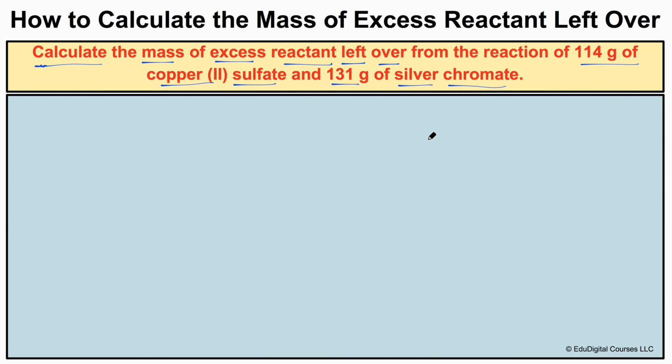So the very first thing that we're going to have to do here is write a correct chemical reaction equation based off of the two reactants that are given in this problem. So if we take a look at this problem, we have two things that are reacting with one another. It looks like we have copper 2 sulfate and silver chromate. So in this problem here, we have copper 2 sulfate reacting with silver chromate.